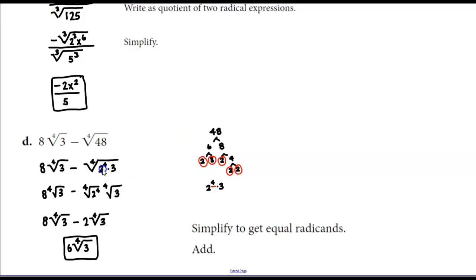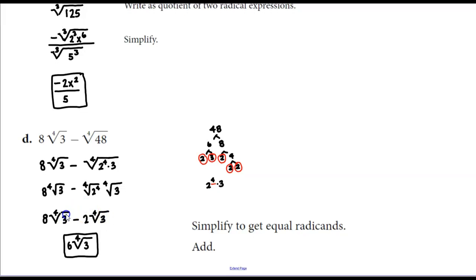Now we can rewrite 48 as 2 to the fourth power times 3, and now we can factor out 2 to the fourth power. But we need to make sure that we leave the index as 4, which is also the index of the fourth root of 3. Now we can simplify, which means that 4 divided by 4 leaves you with 2 to the first power. Now we have 8 times the fourth root of 3 minus 2 times the fourth root of 3. Now we have like radicals, which means that we can combine these terms. So 8 minus 2 is 6 times the fourth root of 3.